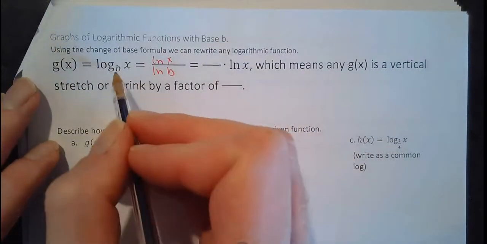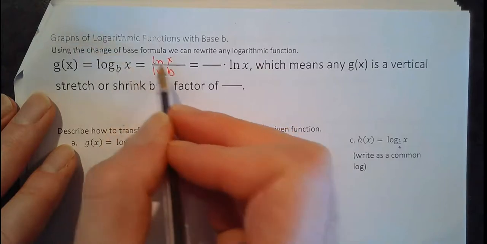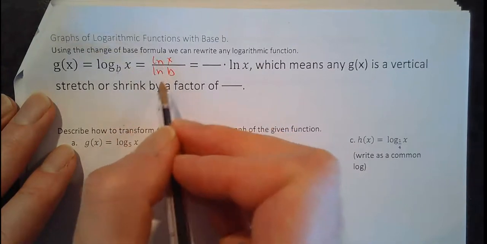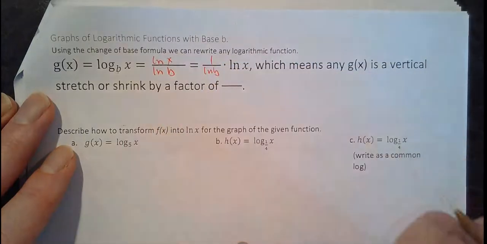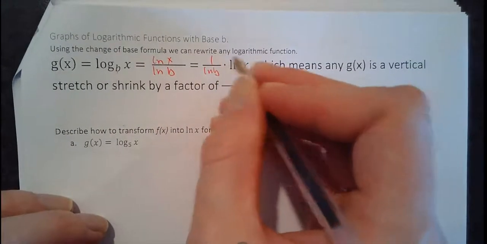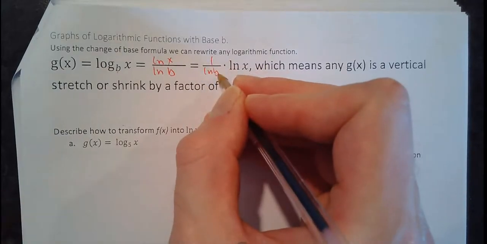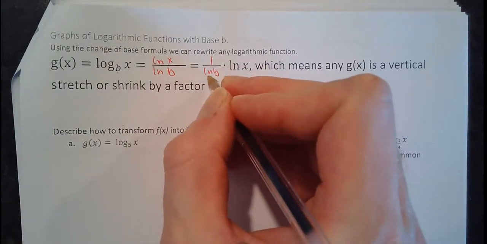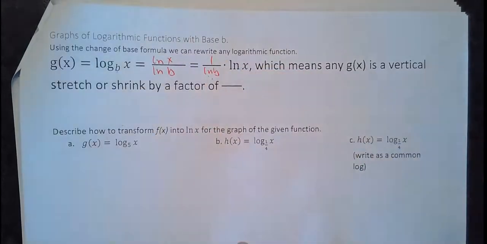Now remember, b is a constant, x is a variable. So instead of having natural log of x divided by natural log of b, I could say this is 1 over natural log of b times the natural log of x. Which means you're basically just taking the natural log of x times a constant. Because if b is a constant, take the natural log of that, you get another constant, and then 1 divided by that is another constant. So you get a constant times the natural log.